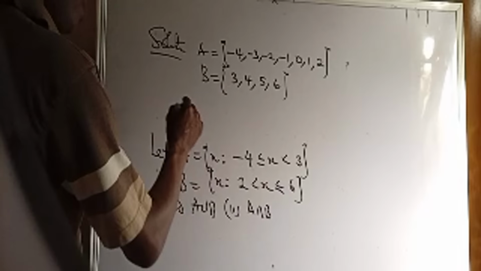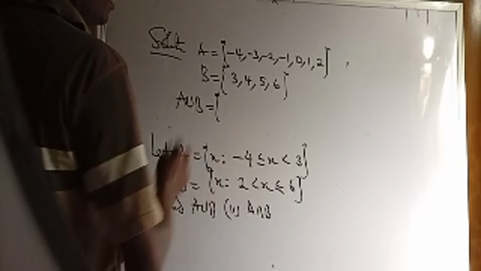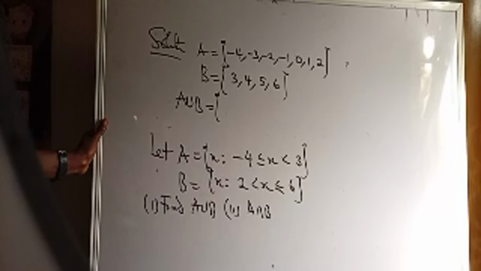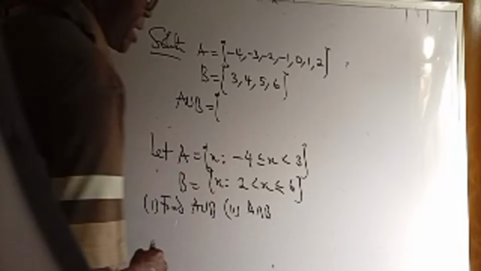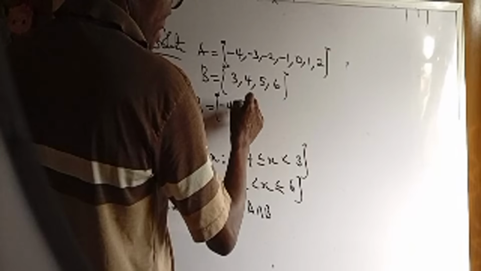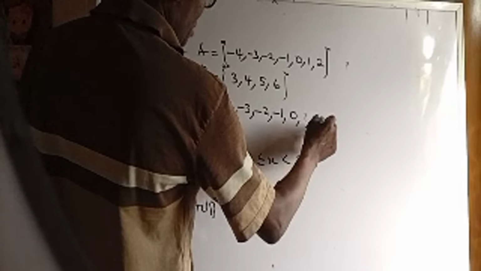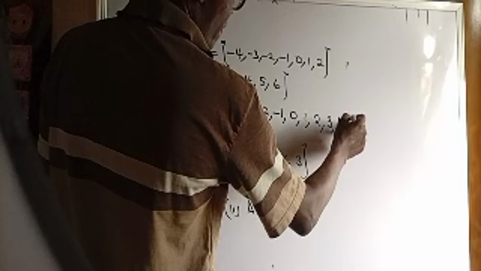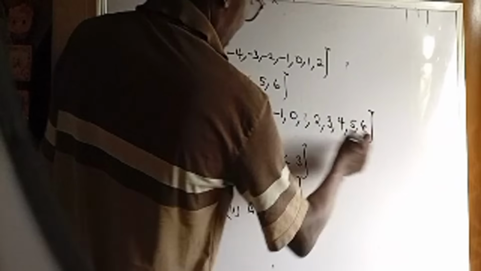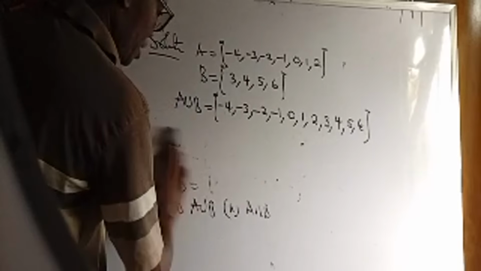Now, what is A union B? The result is -4, -3, -2, -1, 0, 1, 2, 3, 4, 5, 6. This is A union B.